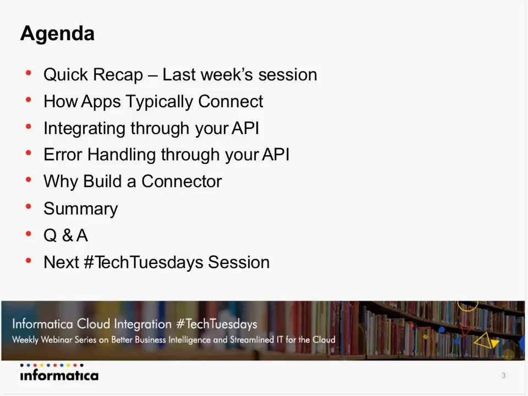So the agenda for today, we're going to have a quick recap of what we learned last session. And then I'm going to hand it off to Nick to talk about how applications typically connect with one another through an API, some of the error handling they'd have to go through, some of the challenges of interacting through an API, as well as the benefits of building a native connector to an application. We'll then have a summary of our learnings for this session, Q&A, and then we'll go into what we're going to talk about for our next Tech Tuesday session.